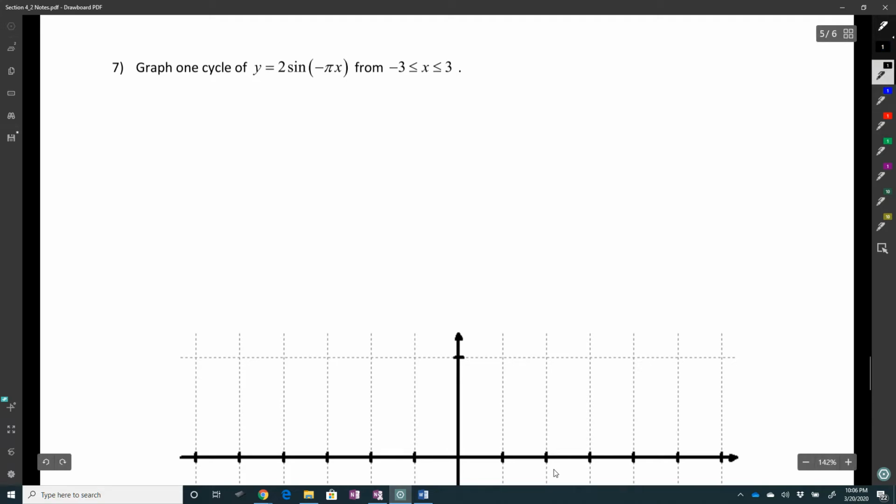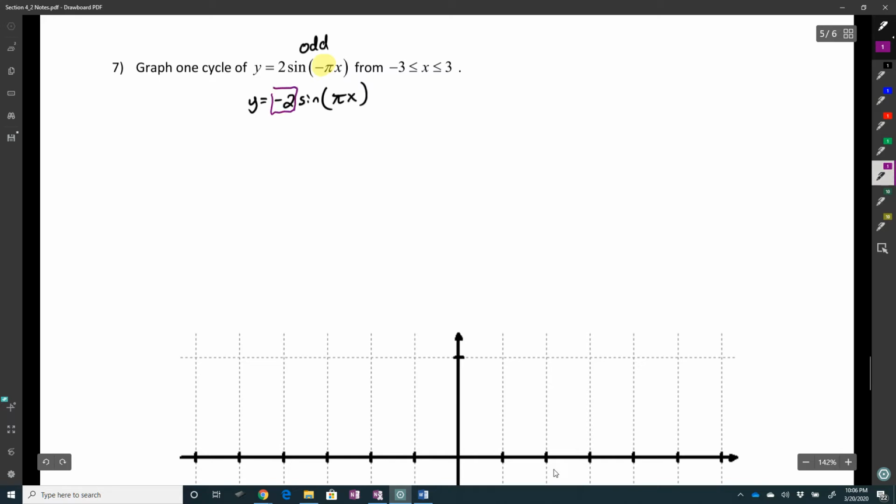So starting with this, our first task is to rewrite it. Notice that on the inside, we have that negative pi, and the negative sign is the part we care about. So we rewrite this, and this is an odd function. Odd function means a negative can go to the outside. So this is -2 sine of pi x from -3 to 3. And so now we can find everything we need.